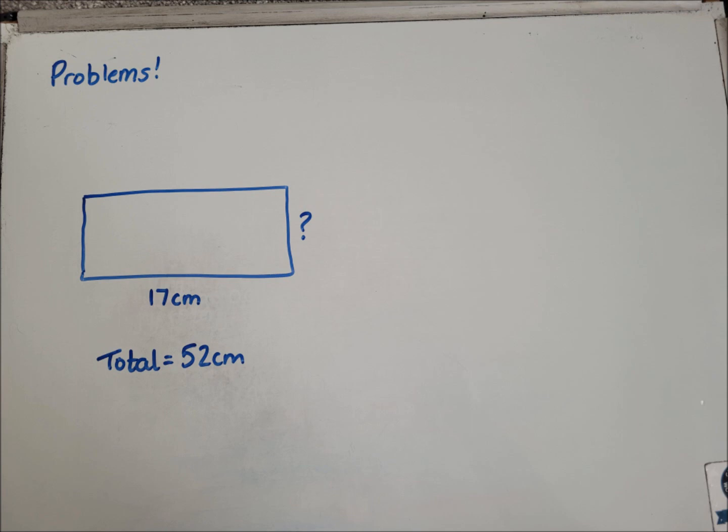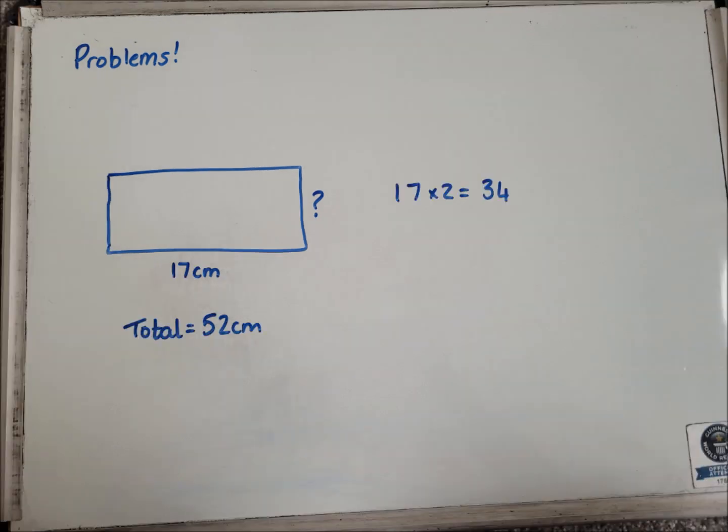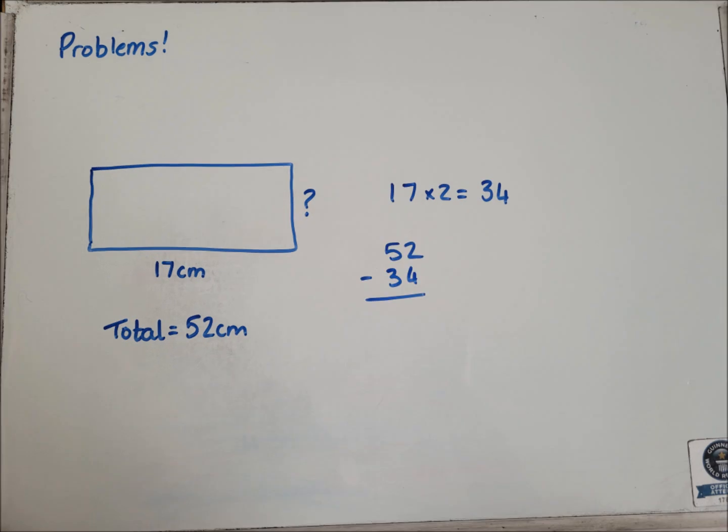So what we can do is 17 times 2. We know it's a rectangle, so we know that 2 of those lengths are going to be 17. So 17 times 2 gives us 34, which means the total of those two longer sides together makes 34 centimetres. What I can then do is 52 take away 34 to find what's left.